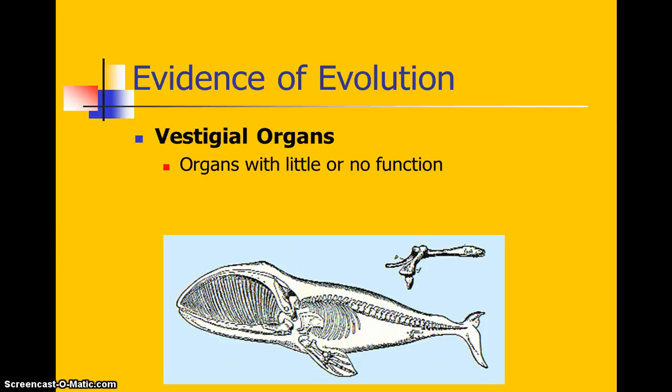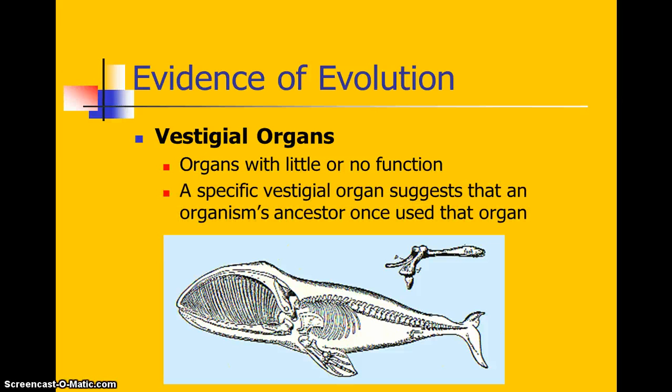Vestigial organs are organs with little or no function. And a specific vestigial organ suggests that an organism's ancestor once used that organ. And it's believed that some of these organs are why we have saltwater sharks that can survive in fresh water.